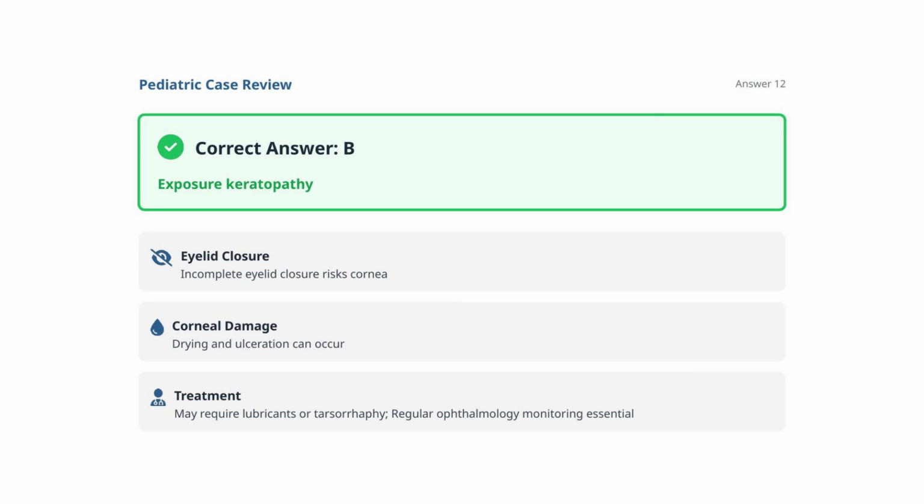Severe cases may require surgical eyelid procedures called tarsorrhaphy. Regular ophthalmology examinations prevent vision-threatening complications.